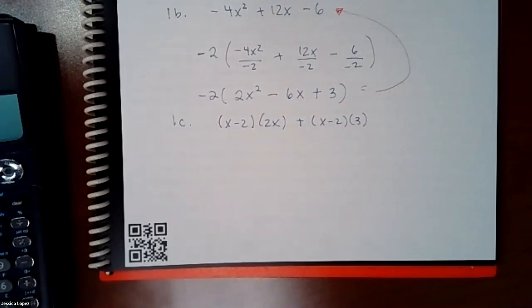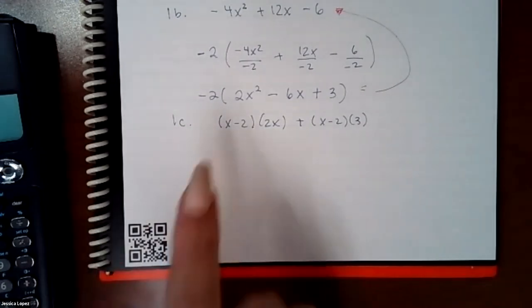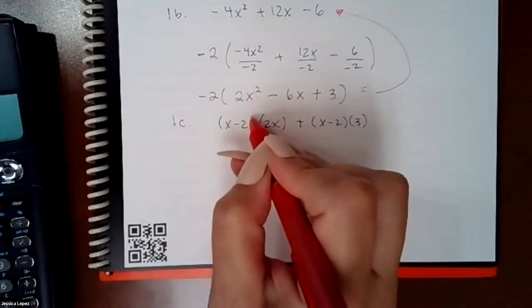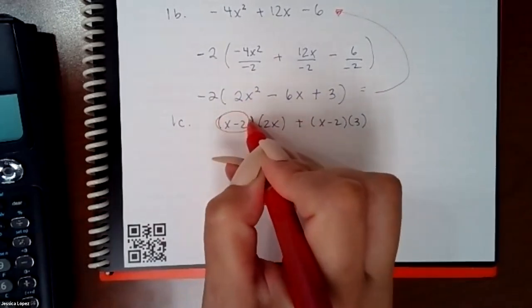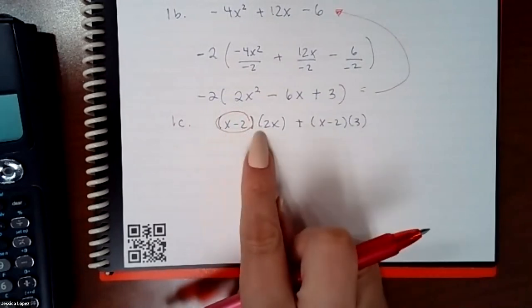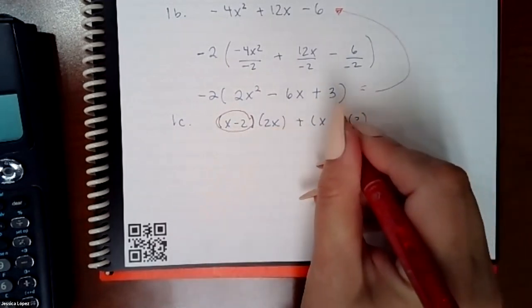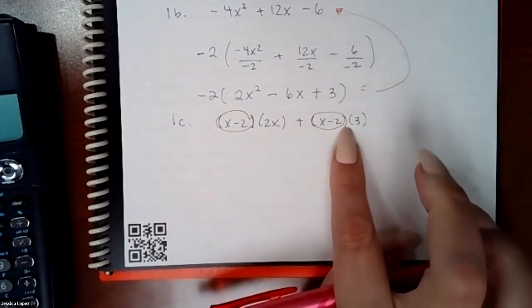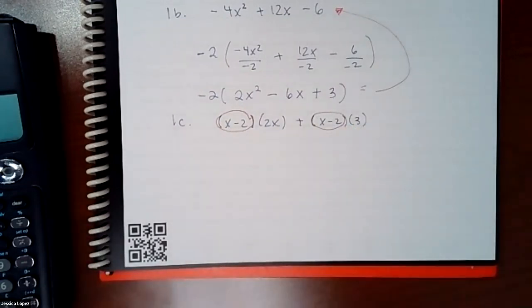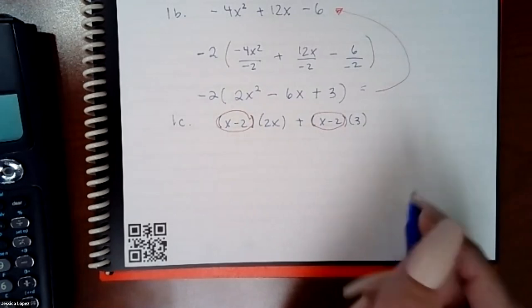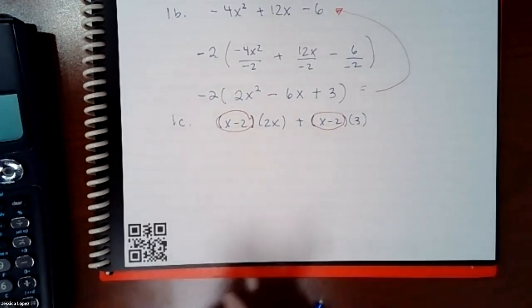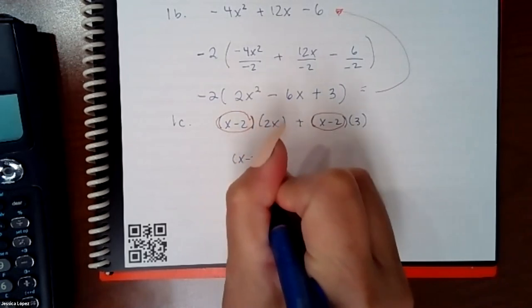Now remember, we're talking about what are called factors. So you want to find something that is already being multiplied in there that I could divide out, okay? And if you notice, you have this whole quantity here, x minus 2, that is multiplied because of the parentheses. It's multiplied by this guy. And the same with this one. You have another x minus 2 that's multiplied by this guy, 3. So you can take out the common factor, and that common factor is x minus 2.